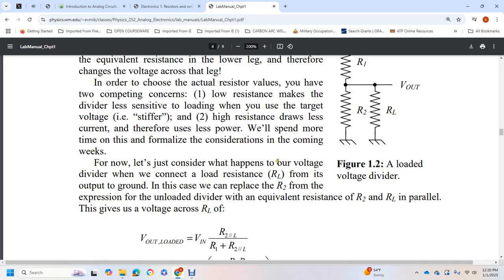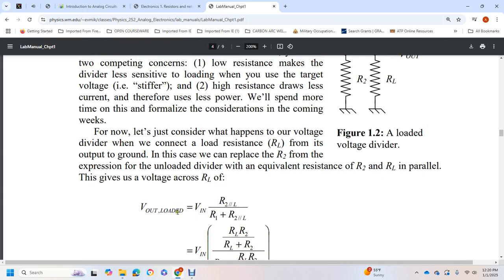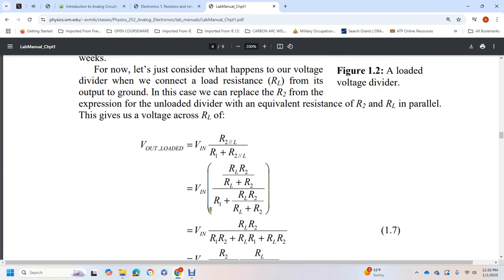For now, let's just consider what happens to the voltage divider when we connect a load resistance RL from its output to ground. In this case, we replace resistor 2 from the expression for the unloaded divider with the equivalent of resistor 2 and the load resistance in parallel. This gives the voltage across resistor 1. Voltage out loaded is equal to voltage in times resistor 2 parallel with the load over resistor 1 plus resistor 2 parallel with the load.